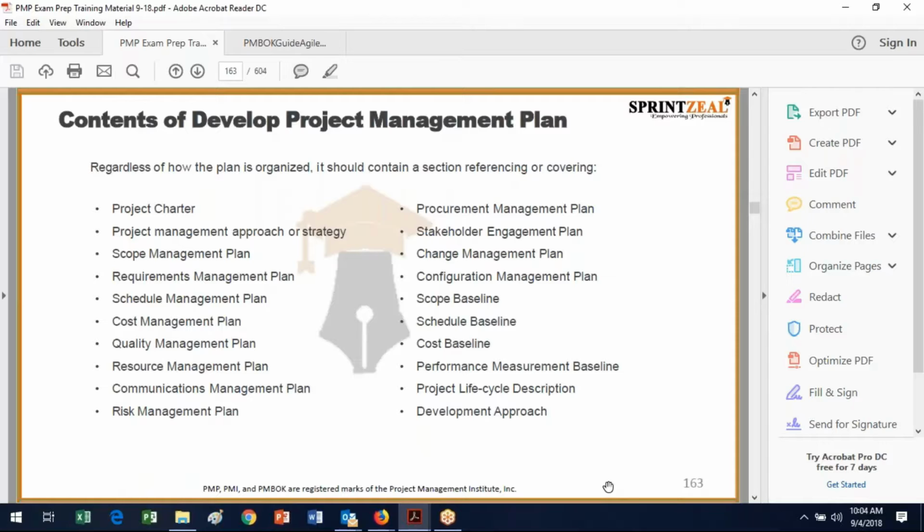And then we've got the schedule and the cost baselines, because we always want to have baselines to measure against for our work performance data that goes to information that goes to reports. And then we have our life cycle description and our development approach.